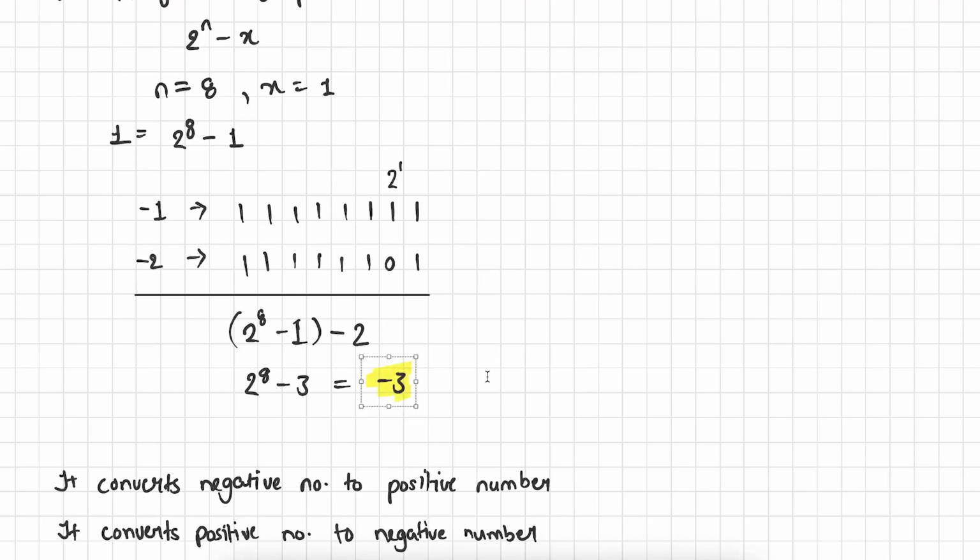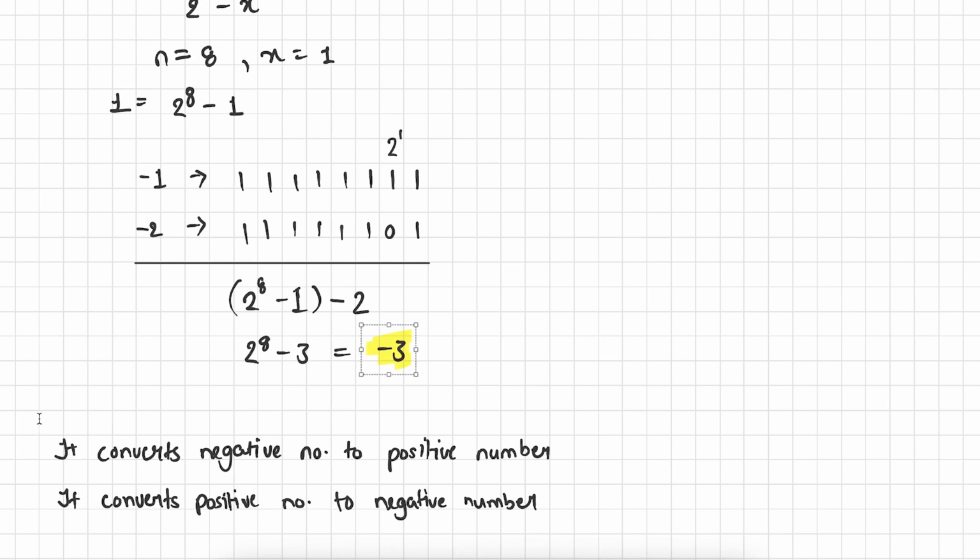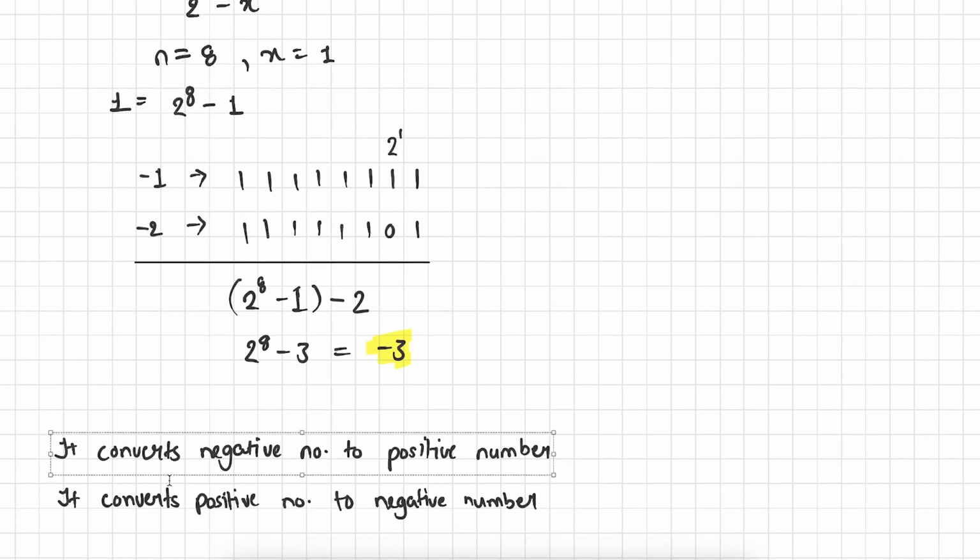I hope you got it. Basically, whenever we pass negative numbers, it converts them to positive numbers, and whenever we pass positive numbers, they get converted to negative numbers. So this is the basic role of the complement operator.